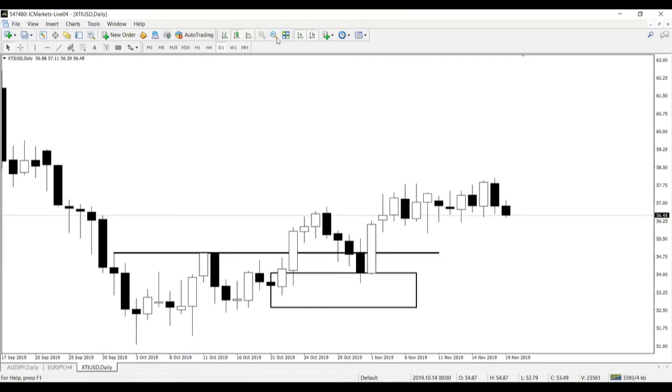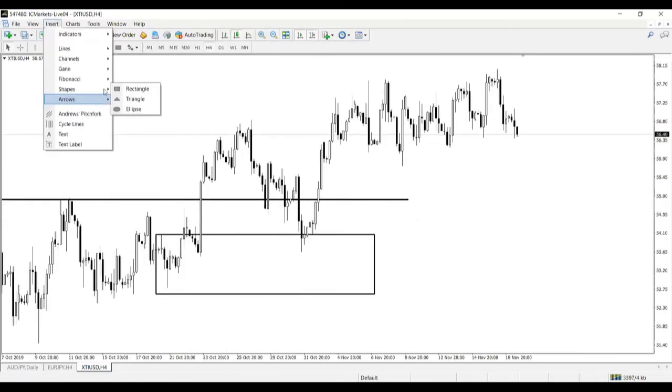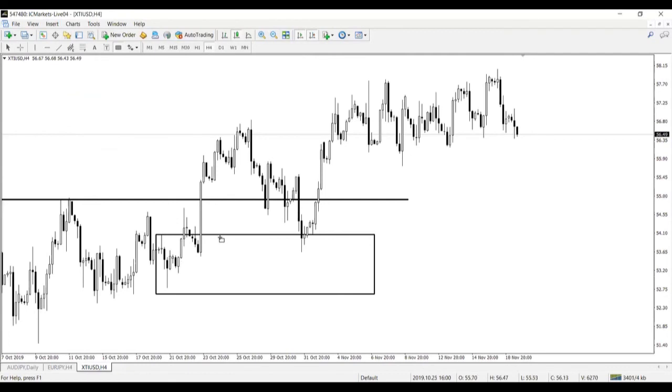On the H4, this down candle prior to the up move, I had a few buy limits. I had one a little bit lower than here, but this is one of my buy limits, where price came into the H4 block, dipped into the price zone and then rallied straight up.